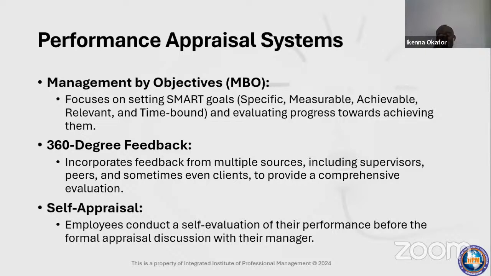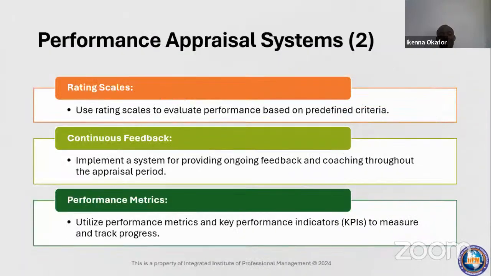Then self-appraisal. For me, I find a way to have all these in one. So you have someone appraising himself or herself, other people appraising, and other people ahead of you also rating the person. Rating scale: use a rating scale to evaluate performance based on predefined criteria. There should be a rating scale for that. That will reduce the element of bias.